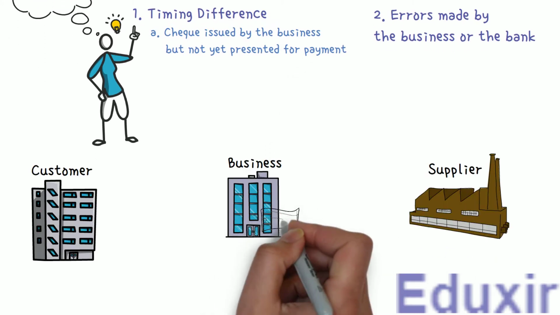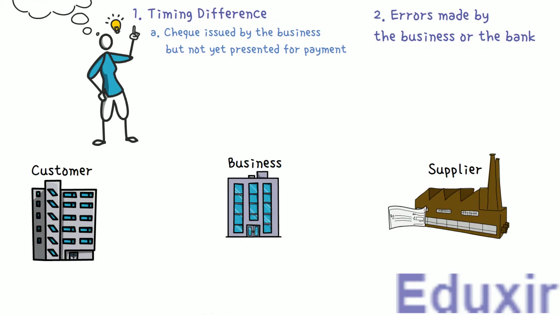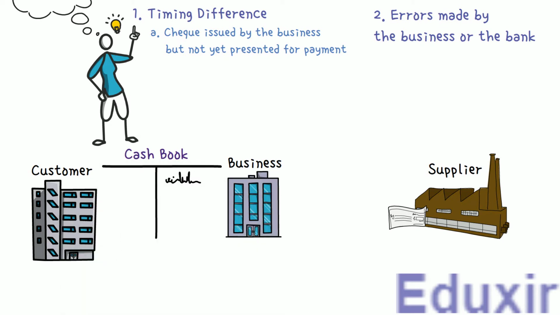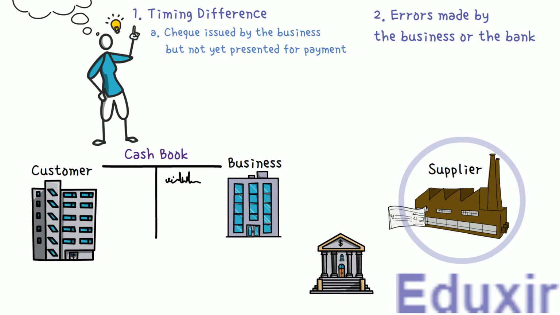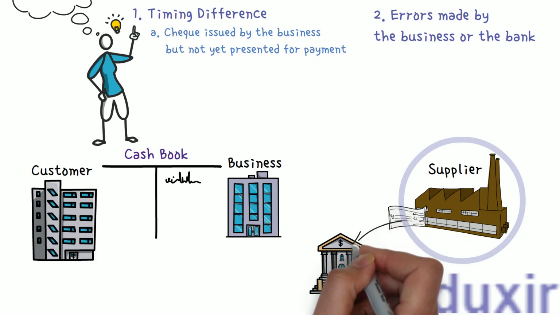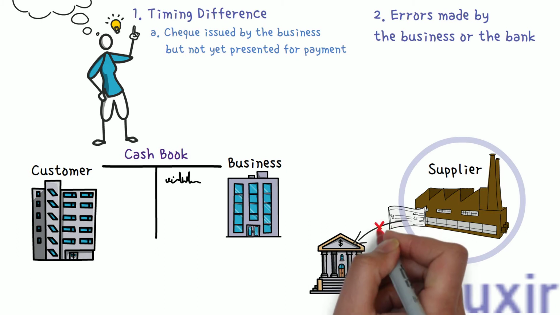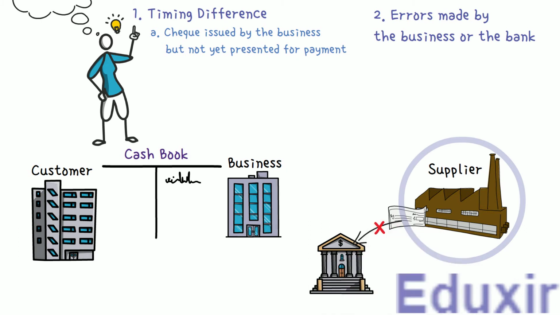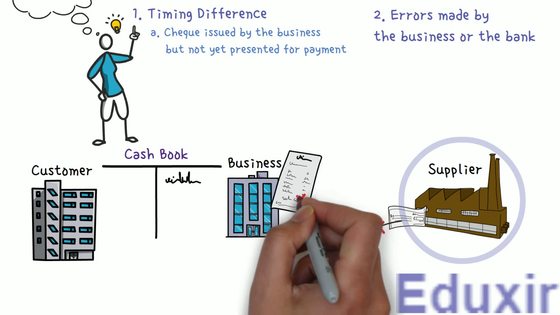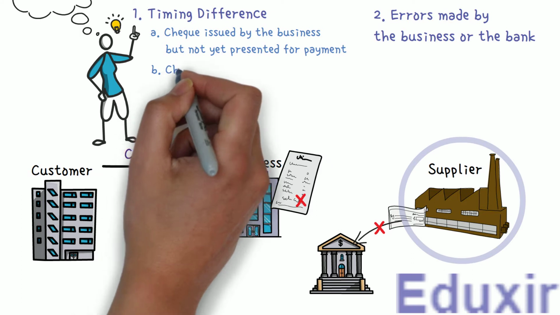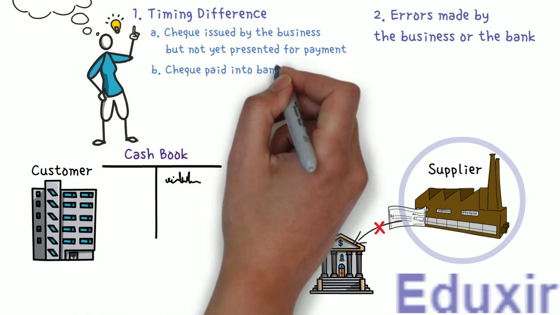When the business issues a cheque to the supplier or creditors, they are immediately entered to the credit side of the cash book. The supplier or creditor has to encash this cheque by presenting it in the bank. In some cases, the creditor or supplier may not present this cheque immediately in the bank. So, when the bank statement is received by the firm, as this cheque is not yet presented by the creditor or supplier, this will not be there in the bank statement. This is one reason.